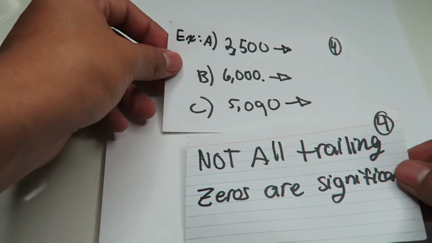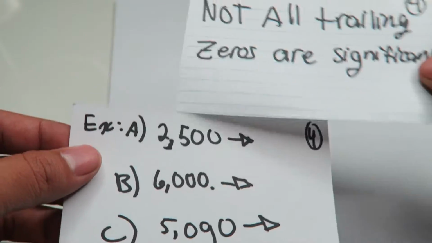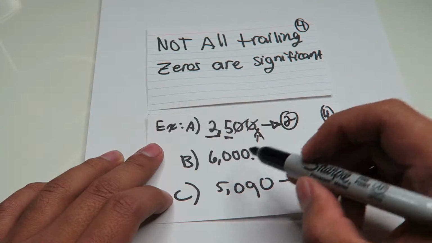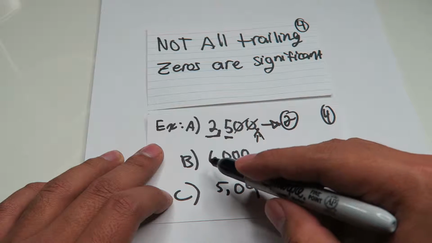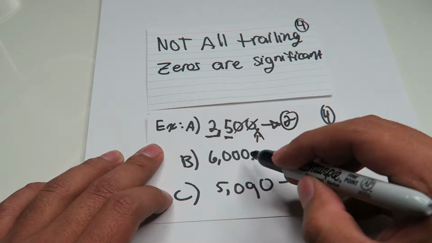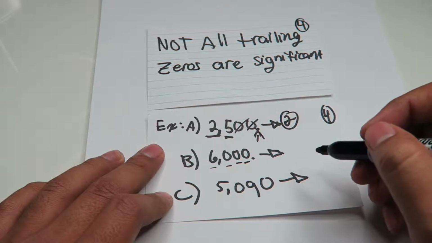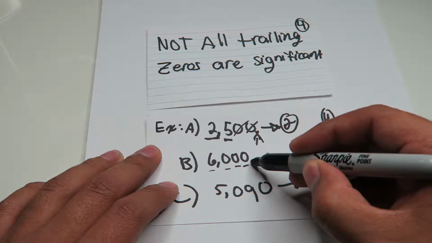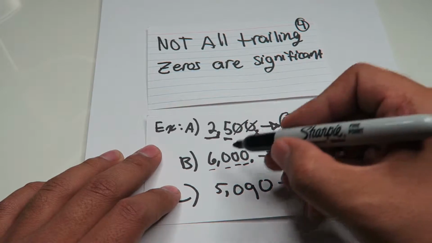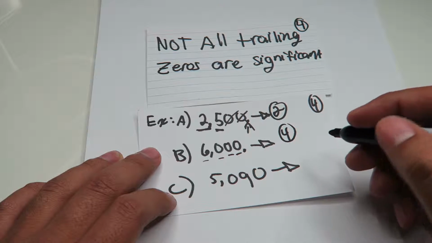Rule number 4 states, not all trailing zeros are significant. Now down here, since we do have a decimal, everything inside here is going to be significant. So we have the 6 and the zeros. So 6,000 is going to be significant because there's a decimal saying it's precisely 6,000. So we have 4 sig figs in this one.